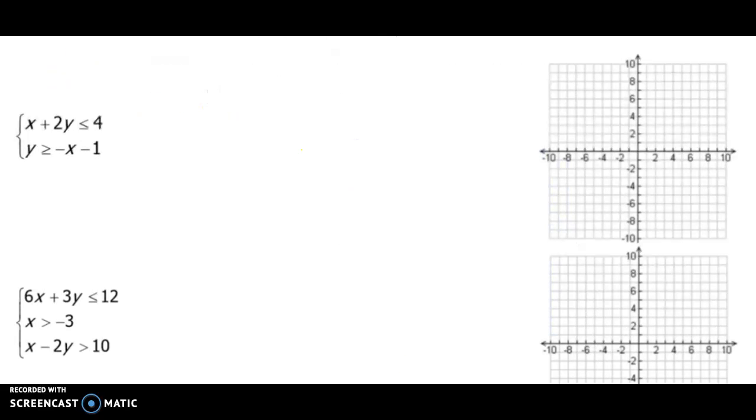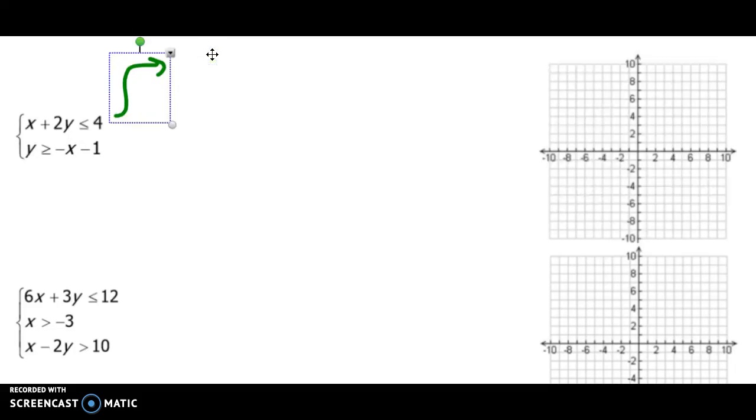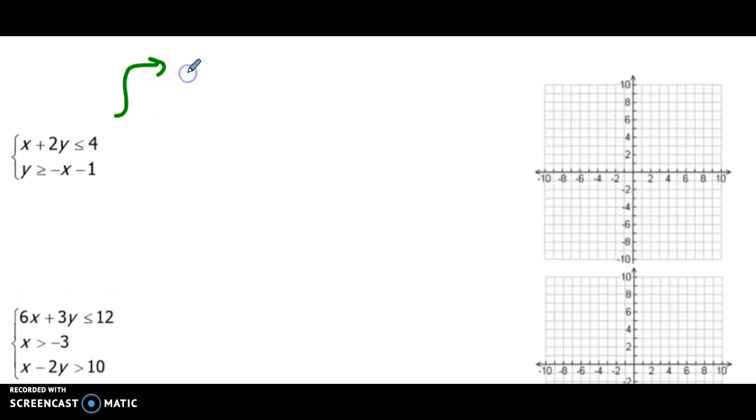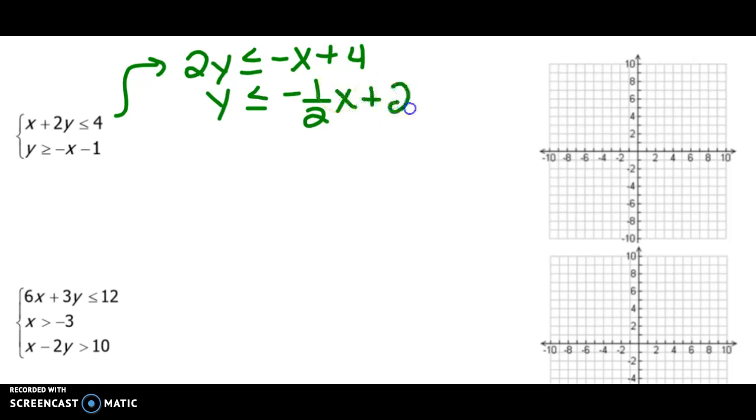In this first inequality, we need to make sure our equations are in slope-intercept form. So we are going to move the x to the other side and then divide by 2. And we end up getting y is less than or equal to negative 1/2 x plus 2.